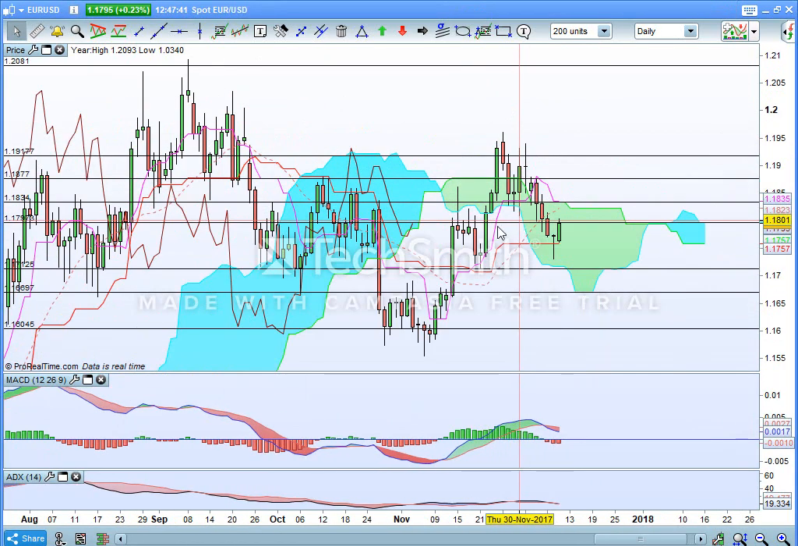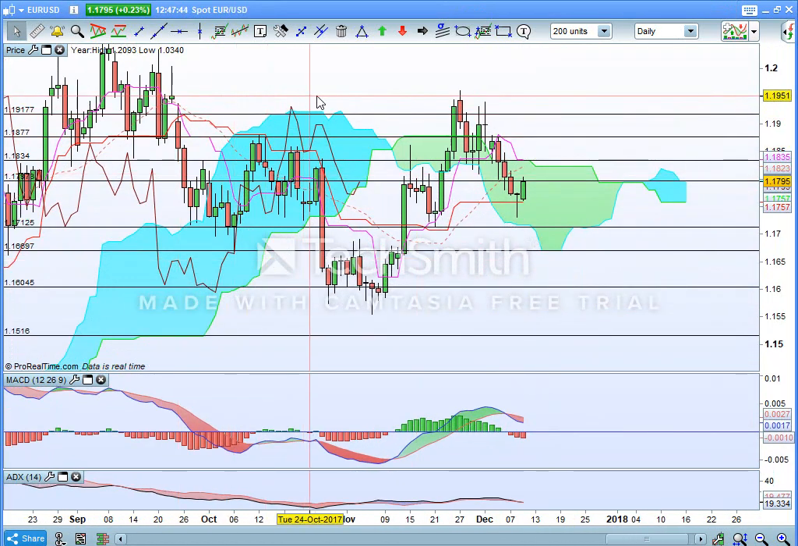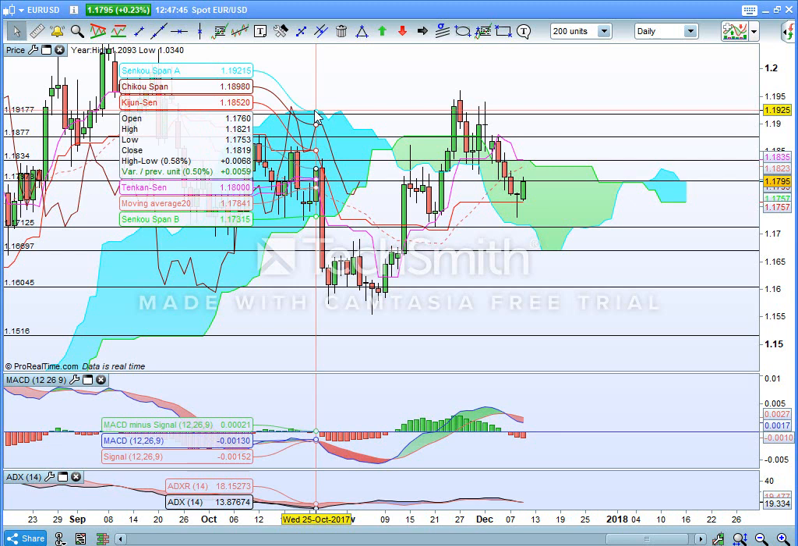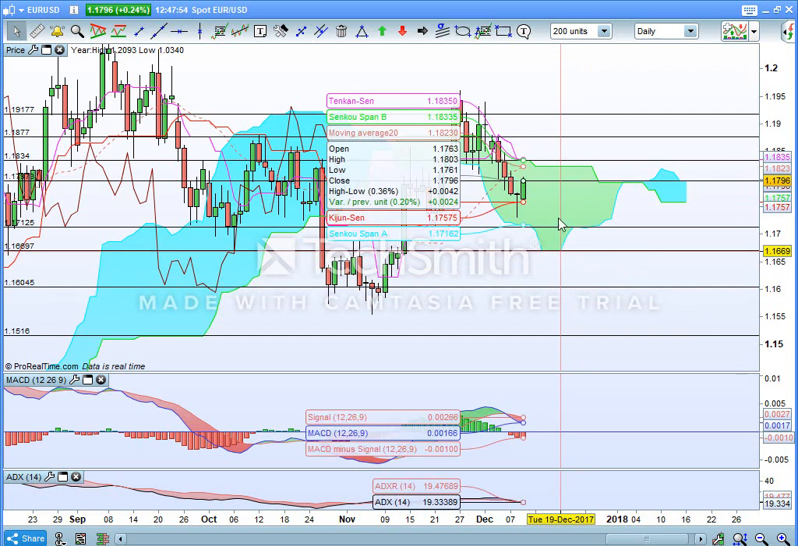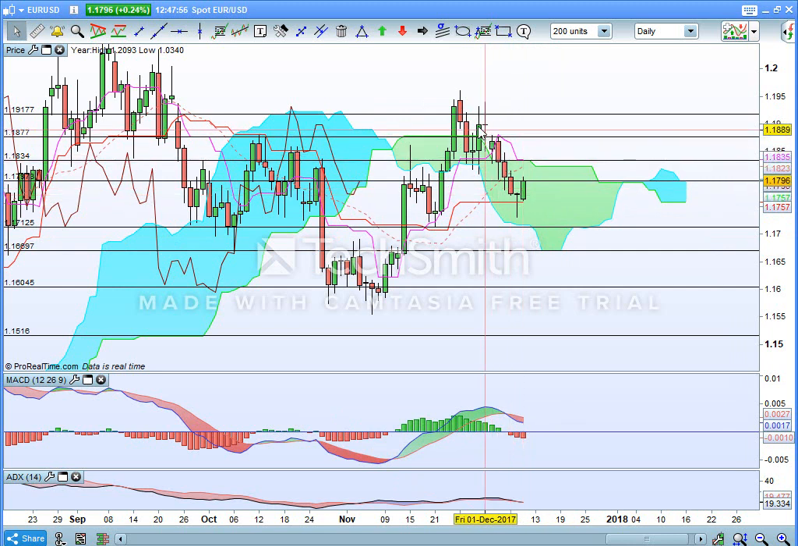Euro US dollar stuck in a sideways trading range, really between the top end of the cloud chart resistance levels here at 1.1925. The bottom end cloud level support here is 116.70. Slow grind. We didn't hold support at the top end of the cloud, so we could see a little bit of a slow grind higher back to this key resistance zone here, and then continue the slide down to the bottom end of the cloud chart support level here.